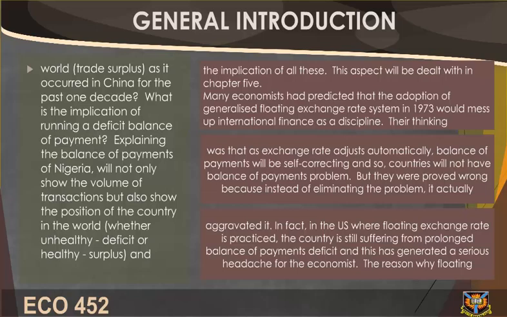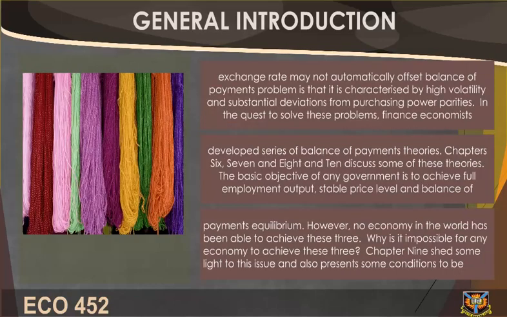The reason why floating exchange rate may not automatically offset balance of payments problems is that it is characterized by high volatility and substantial deviations from purchasing power parities. In the quest to solve these problems, finance economists developed a series of balance of payments theories. Chapters 6, 7, 8 and 10 discuss some of these theories.